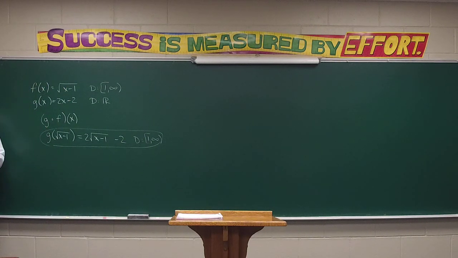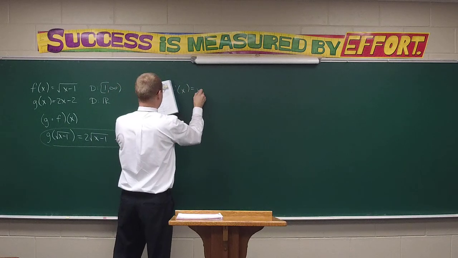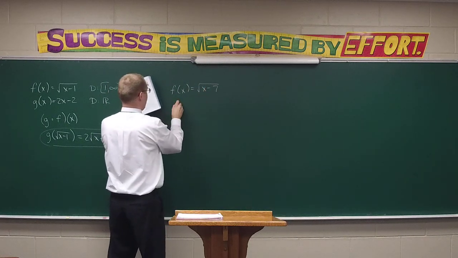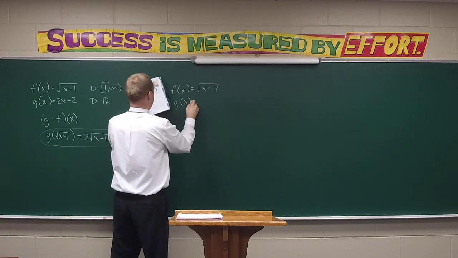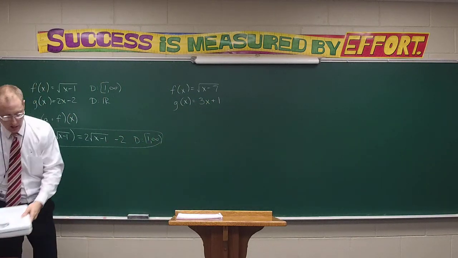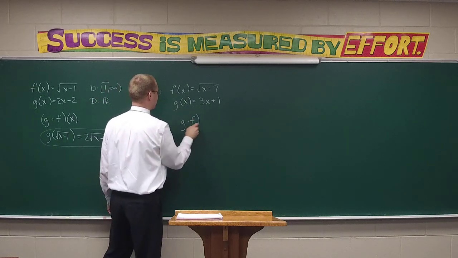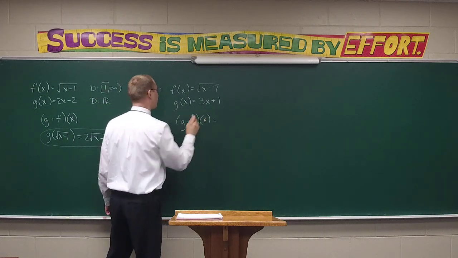All right, questions? Let's take a look at number 14, where we were given that f of x is equal to the square root of x minus 7, and g of x is 3x plus 1. I didn't put a lot of creativity into these two, apparently. But Maddie, we did need to find g of f of x, and walk me through.